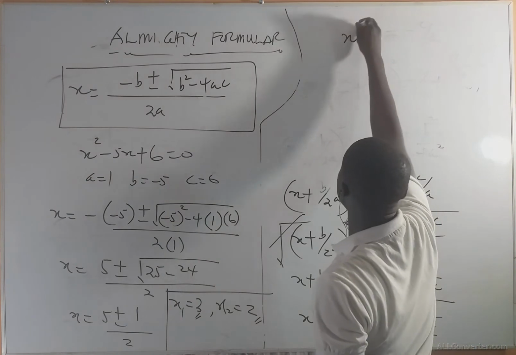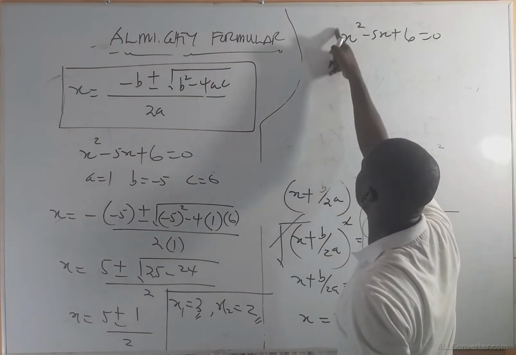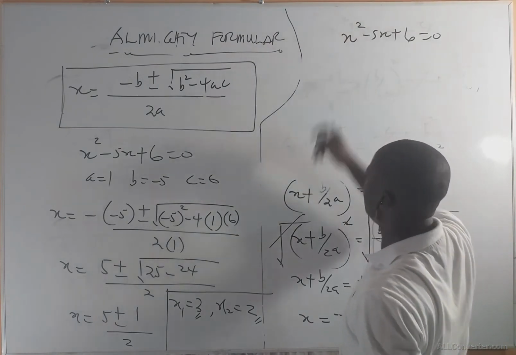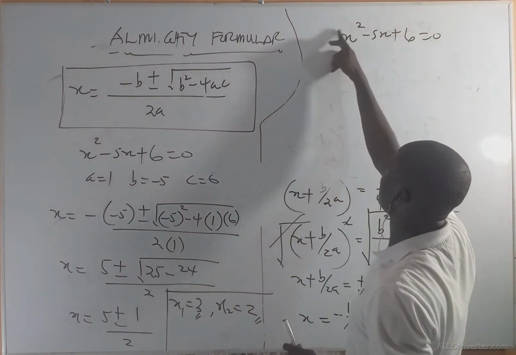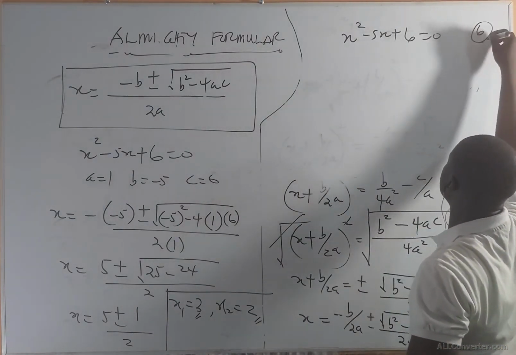So if you have x squared minus 5x plus 6 equals 0, what you do is you multiply the coefficient of the square term by the constant. The coefficient of the square term here is 1, because 1x squared is the same as x squared. So 1 times 6 will give us 6. Then you keep the 6 at the back of your mind.